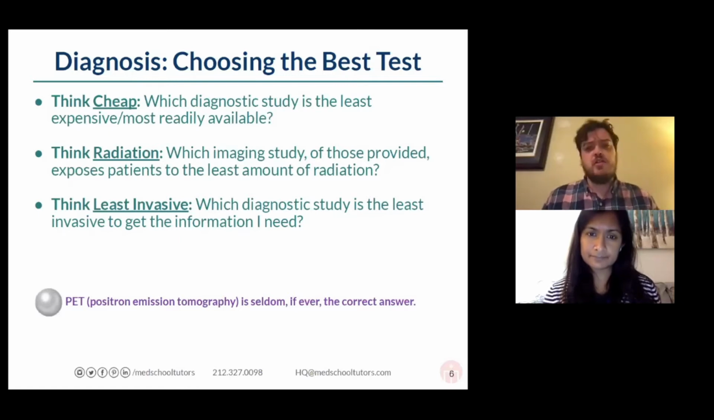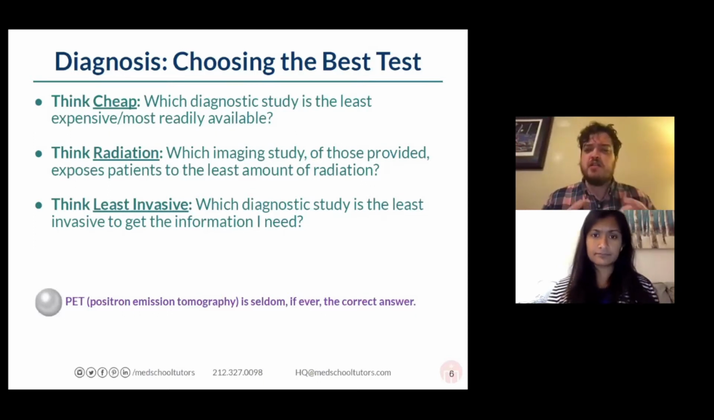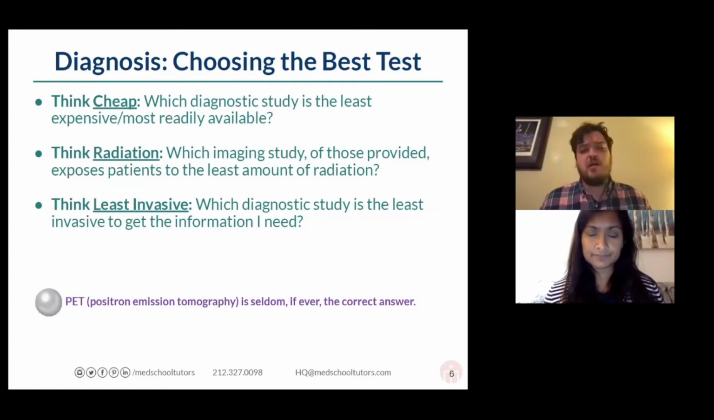Think radiation. Especially in your younger patients, think about which imaging study of those provided exposes patients to the least amount of radiation. That would be very important, especially in children and young adults. The radiation from CTs really does add up, and we try to spare our patients that risk whenever possible. And think least invasive. More and more in medicine, we are moving to doing the least invasive thing possible and allowing the body time to heal on its own without us getting in the way. So always think least invasive: which diagnostic study is the least invasive to get the information I need to make a diagnosis?